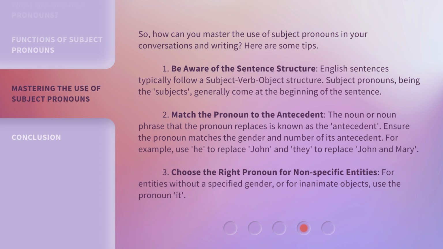2. Match the pronoun to the antecedent. The noun or noun phrase that the pronoun replaces is known as the antecedent. Ensure the pronoun matches the gender and number of its antecedent. For example, use he to replace John and they to replace John and Mary. 3. Choose the right pronoun for non-specific entities. For entities without a specified gender, or for inanimate objects, use the pronoun it.